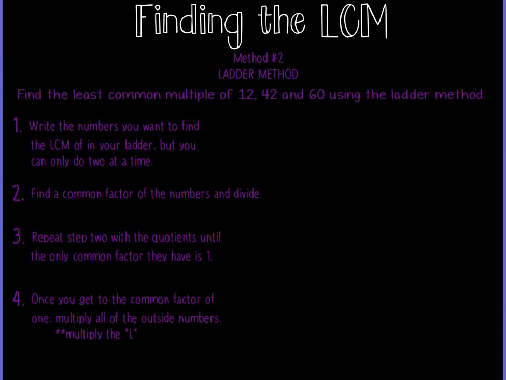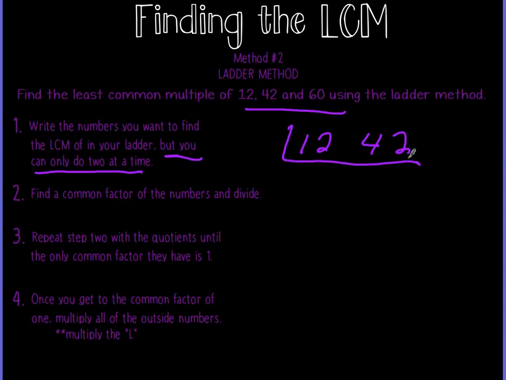All right, the next option that you have is to use the ladder method. Now we used the ladder method when it came to factors, and we were able to put all the numbers inside that ladder. When it comes to the ladder method, you can only do 2 at a time. So we're going to start with 12 and 42, and we're going to put them in our ladder. And we're going to find a common factor that they can both be divided by. Well, I know both of these can be divided by 2.